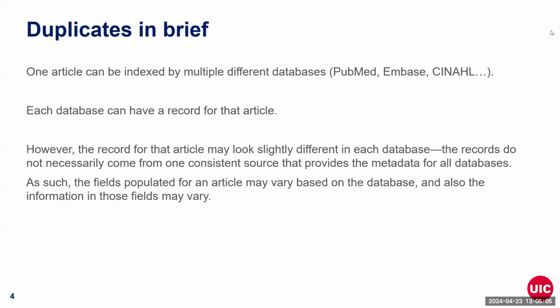They don't necessarily come from one consistent source that provides all the metadata for all of the databases. So as such, the fields that are populated for an article may vary based on the database, and also the information in those fields may vary. And we're going to be coming back to this point in different ways at different times. But I think a lot of people think, oh, of course, it's just going to be that same record in all of the databases. And actually, they can have differences, even though they're about the same article.